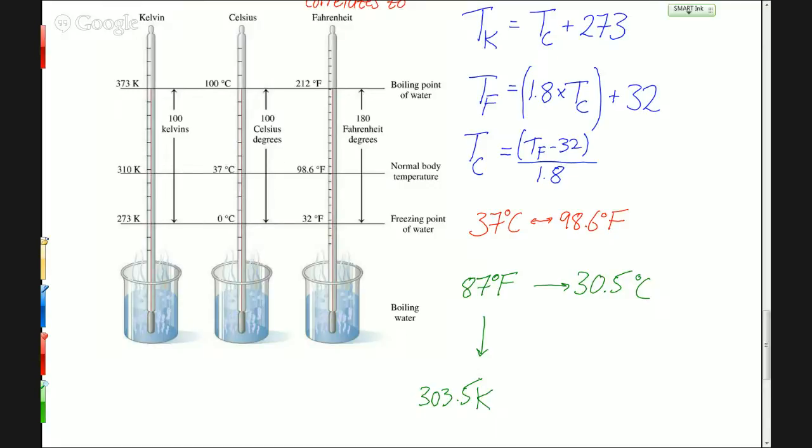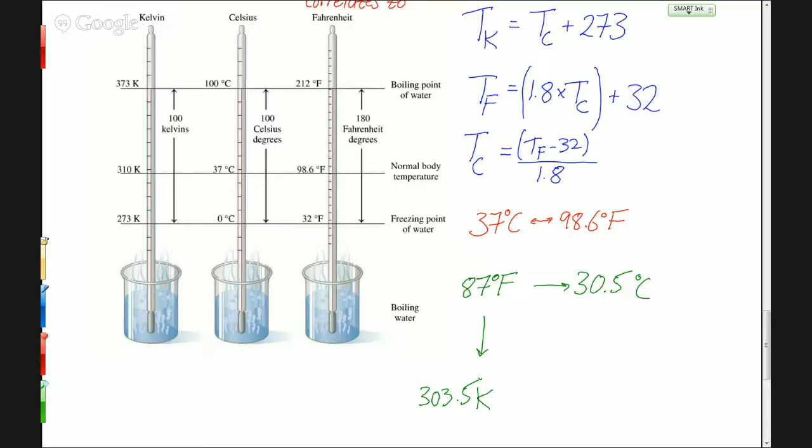You do have to be able to do these conversions, but you don't need to memorize these equations. Not that they're not helpful in your life, but I will give them to you for the exams and quizzes. You just have to know how to use them.